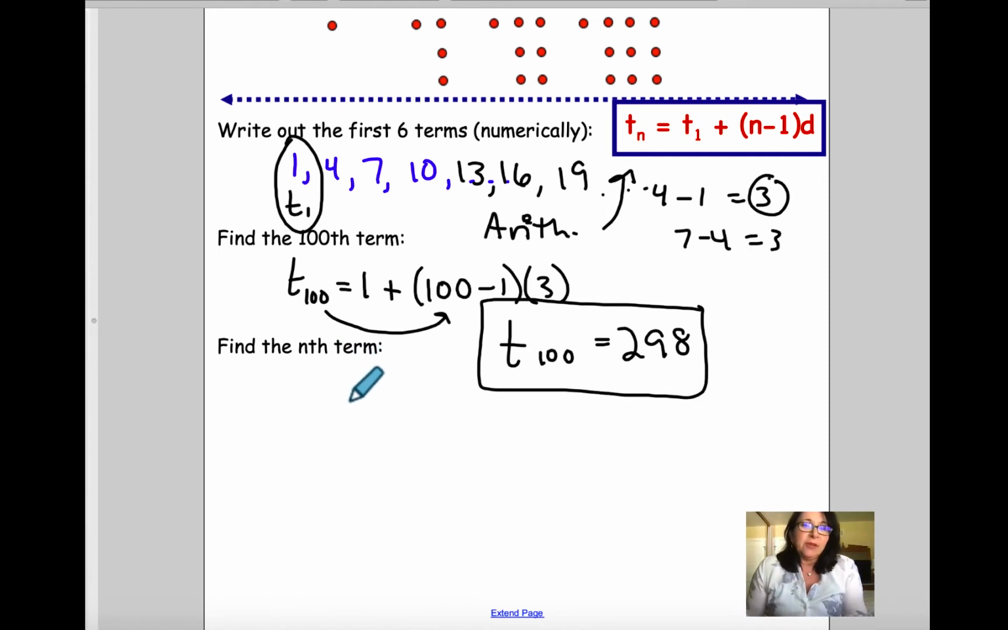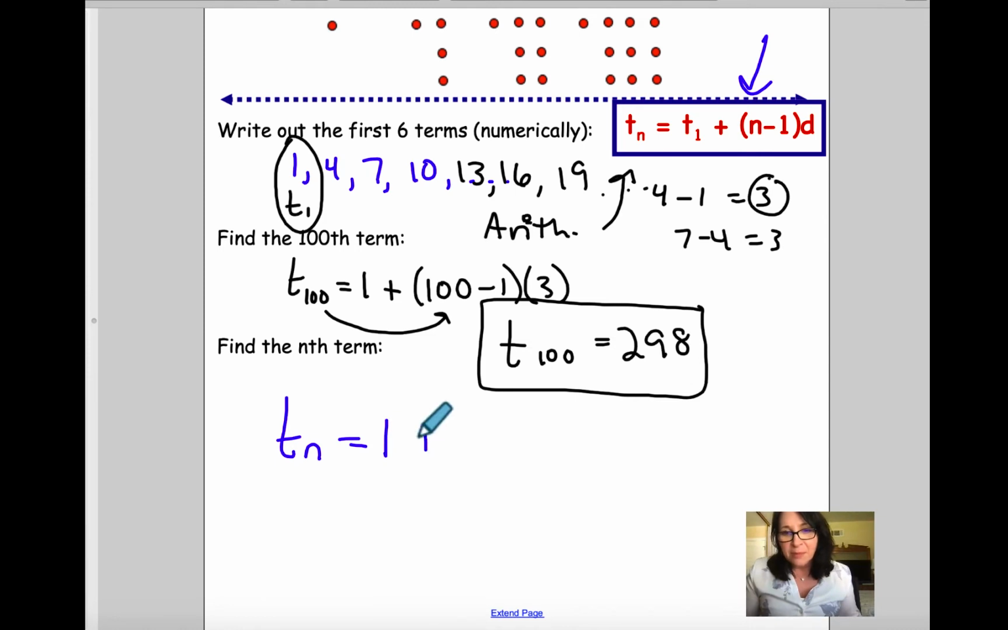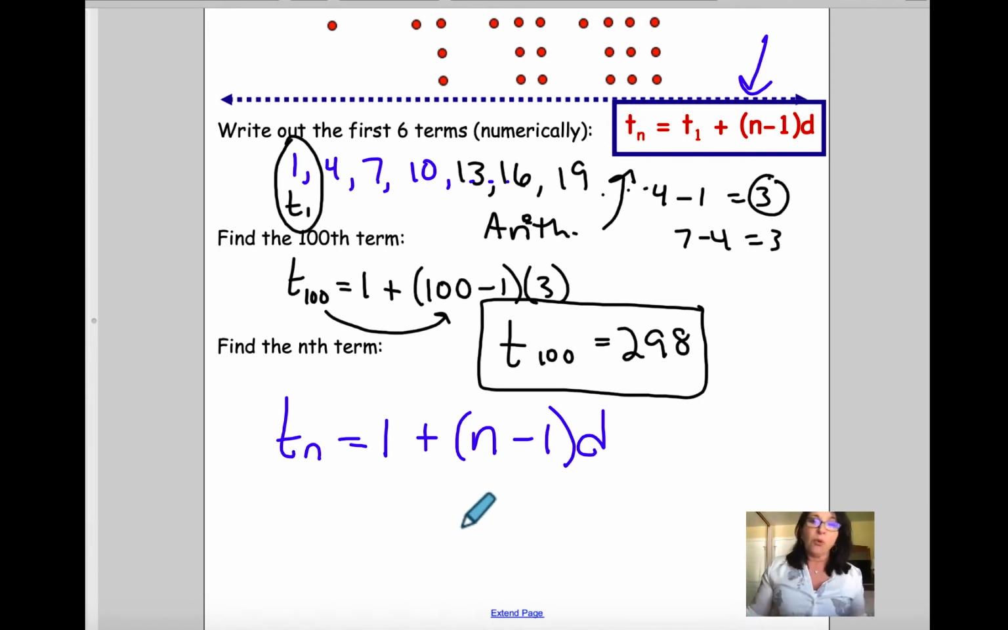Now, if I want to find the nth term, meaning give me a formula for this sequence that works anytime I want to use it, you would say T of n is equal to the first term. So you're just using this right here, but plugging in the values. T of n is the first term, 1, plus n, minus 1 times my common difference. This would be a formula to find the nth term.